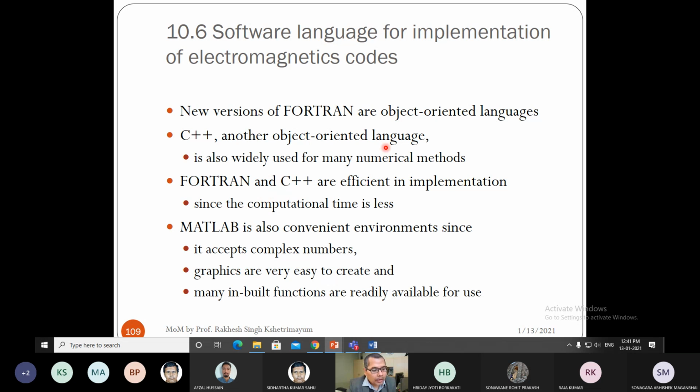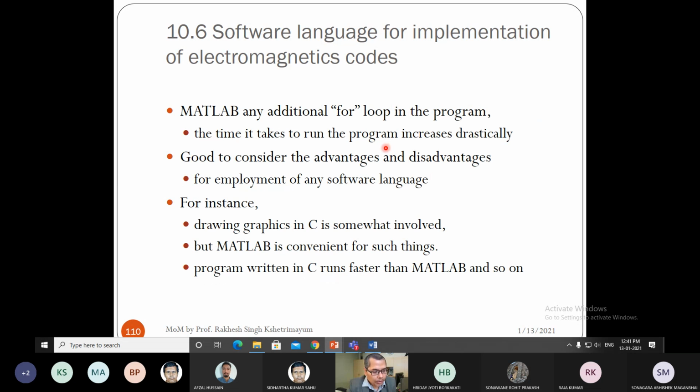One of the major disadvantages of MATLAB is the for loop. You can always check that. You just write a short MATLAB program, put in a for loop once or twice, and see how much the runtime is. The runtime increases abruptly. It will take a lot of time. So try to avoid for loops in MATLAB.